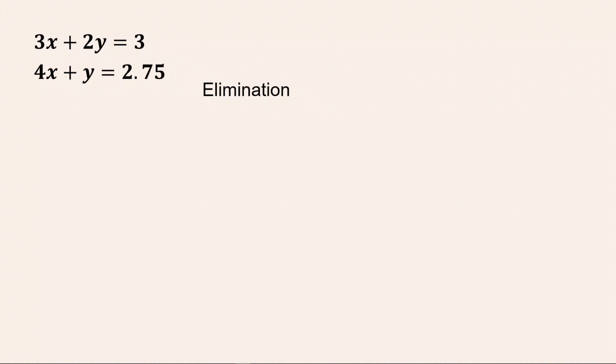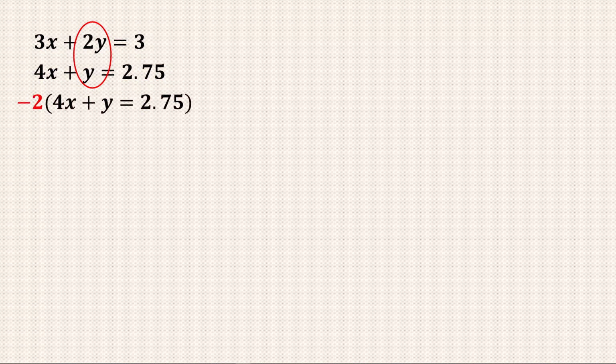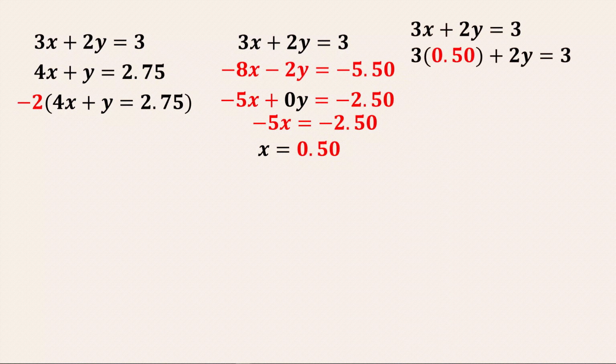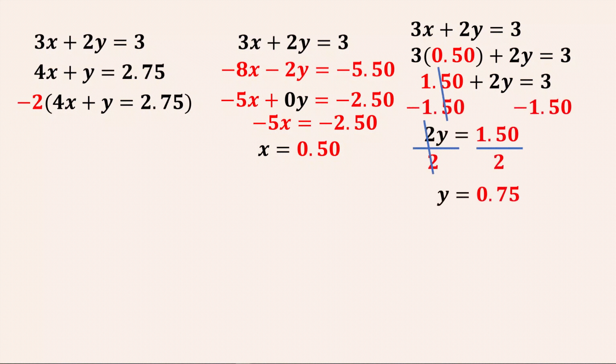First, we see that the y term coefficients 2 and 1 relate very easily, and so multiplying the second equation by -2 will cause the y terms to be eliminated when the equations are combined. We end up with -5x equals -2.50, and then solve for x to get 0.50. We then substitute this value for x in the first equation, solve for y to get 0.75.